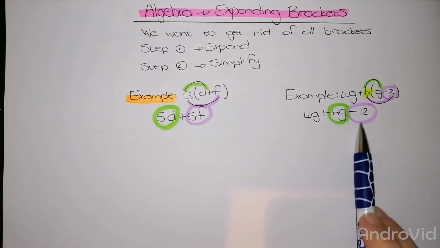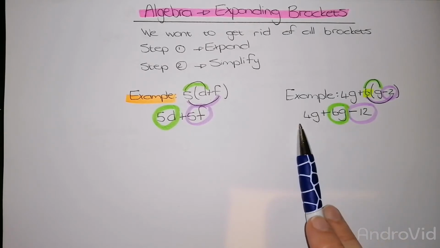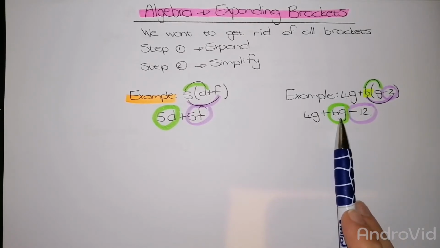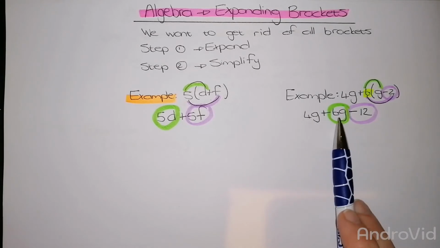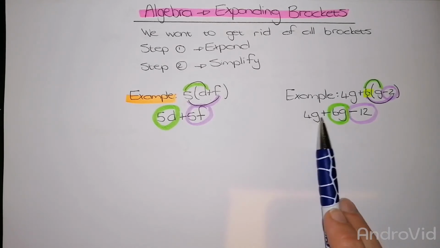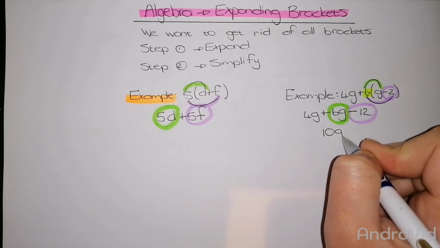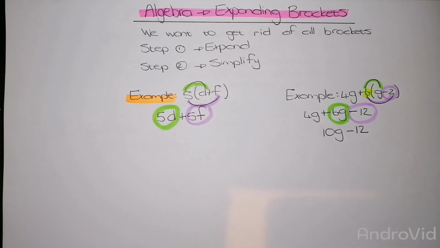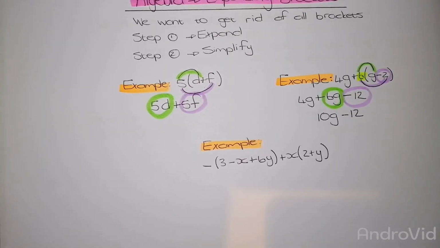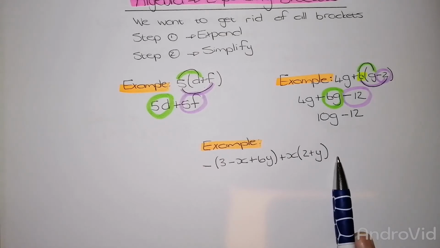As you can see in this equation, the 4g and the 6g are like terms because they have the same combination or letter in the term. Therefore, we can add these two together. So 4g plus 6g will give me 10g minus 12, and that is my final answer. My last example is the one at the bottom. We're going to do that one now.